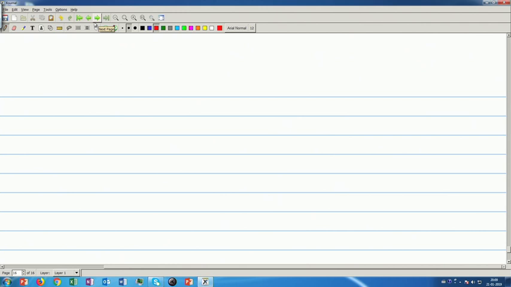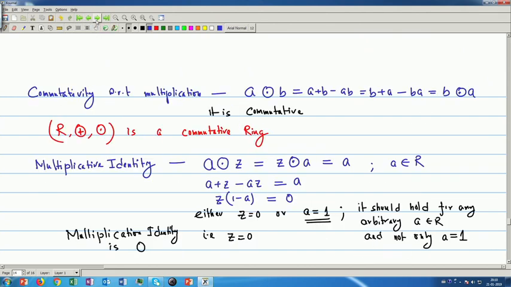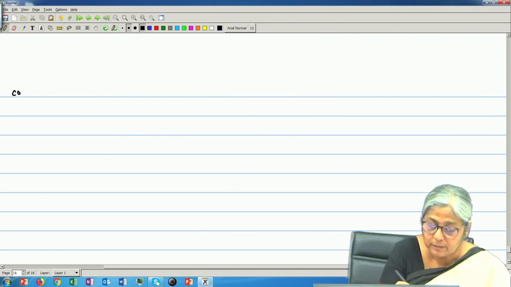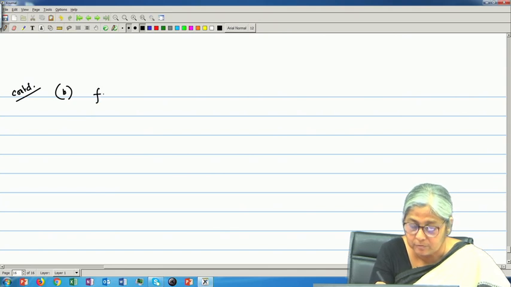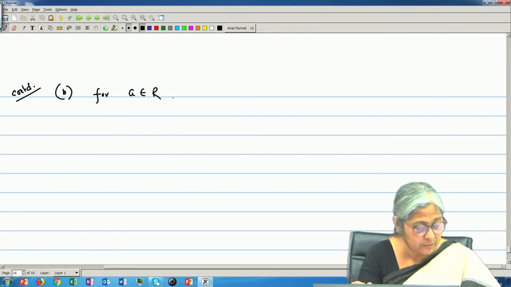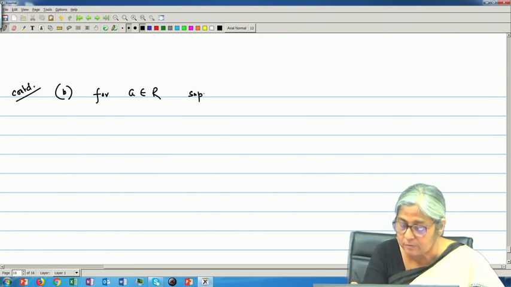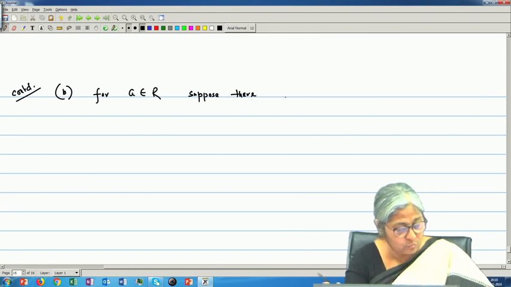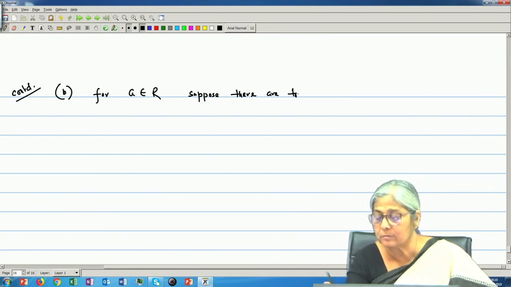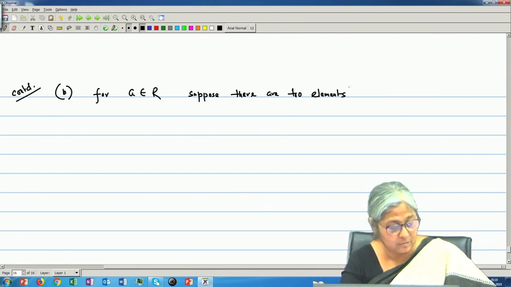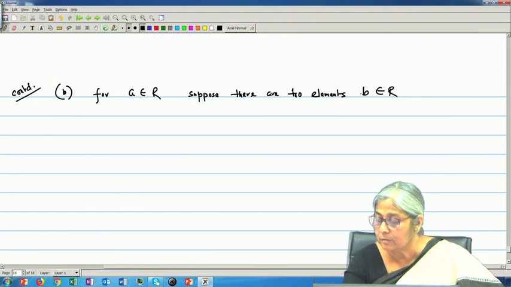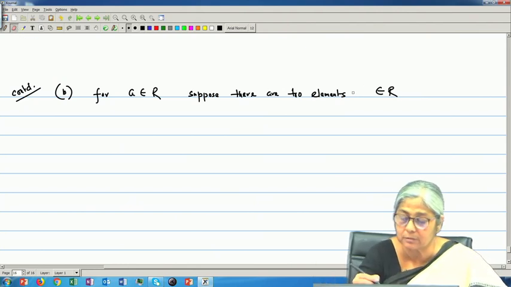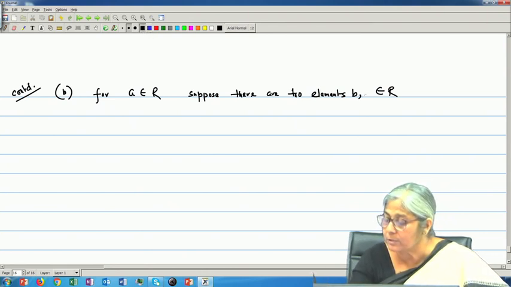Now, what about the additive inverse? For the additive inverse, that means my b part. For a belongs to R, suppose there are two elements. Similarly, I can take two elements b and c belongs to R.